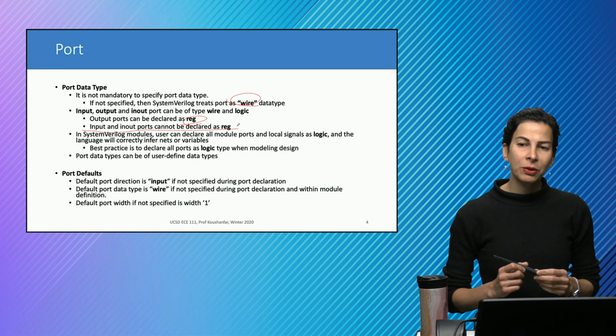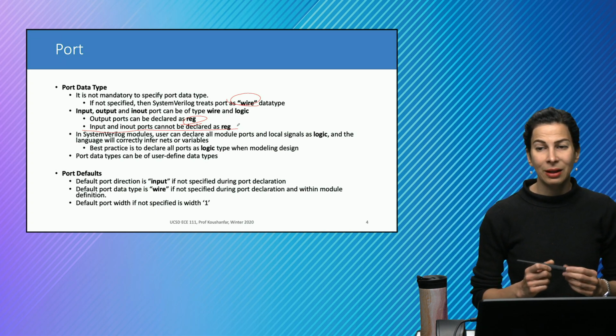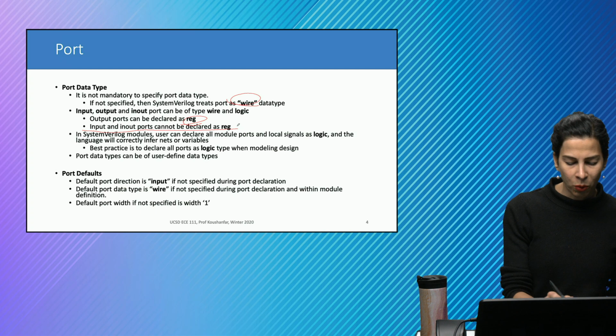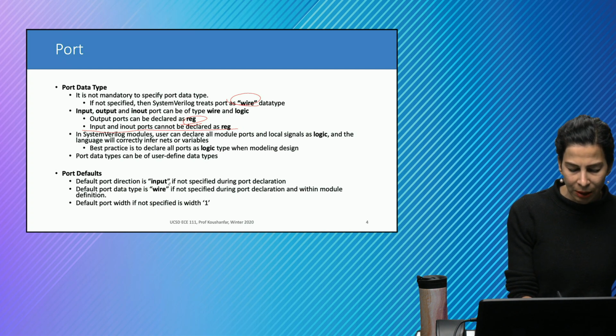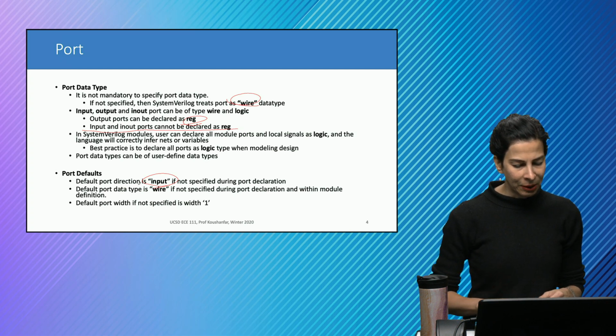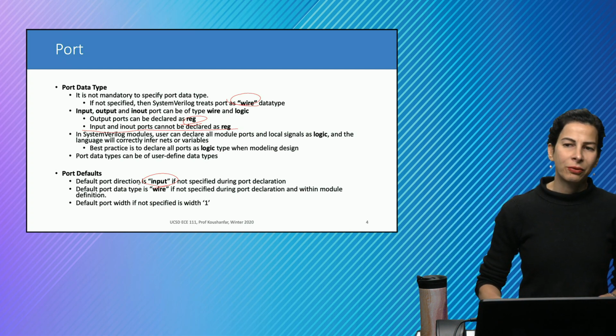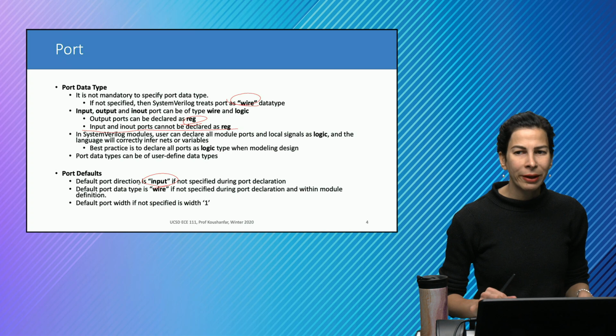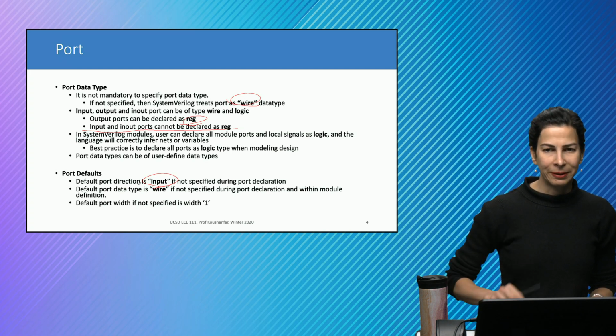So if you do not specify input or output, the default port direction will be input. And the default port data type, as I mentioned, is wire. And if you do not specify any width, it's going to assume that it's 1 bit.